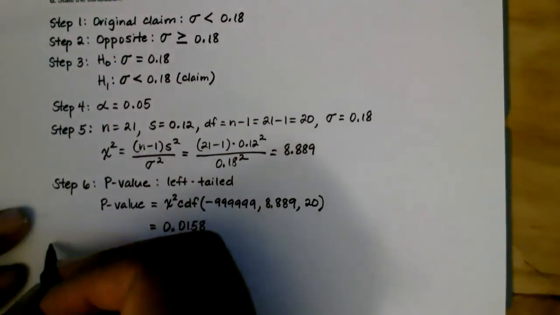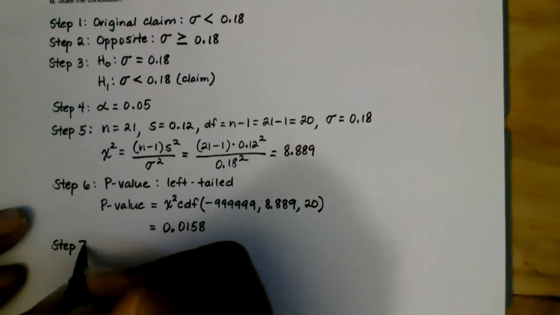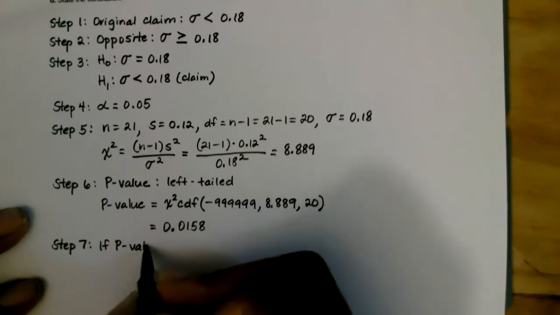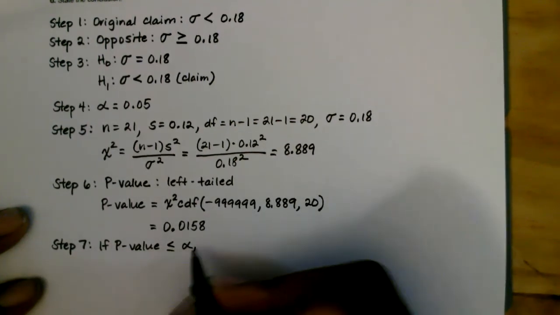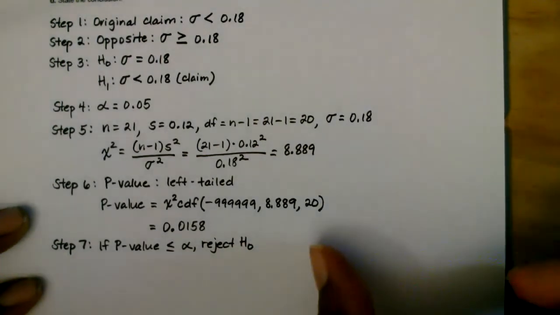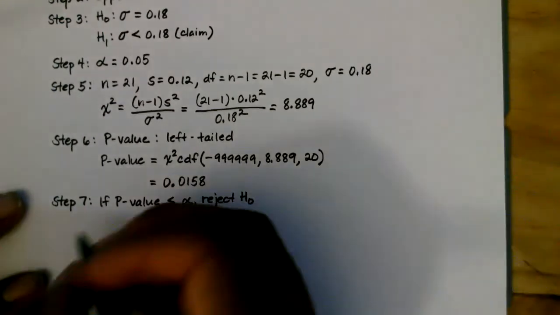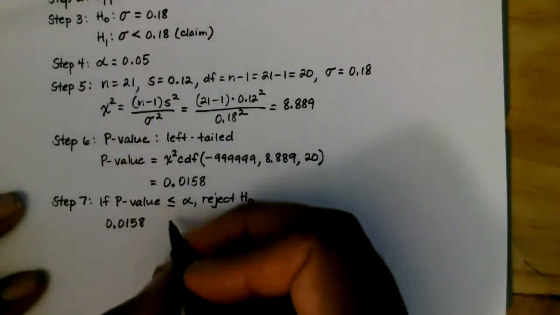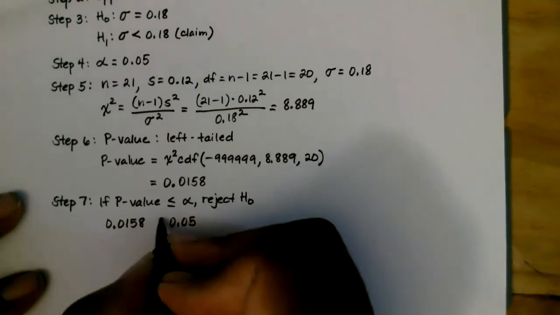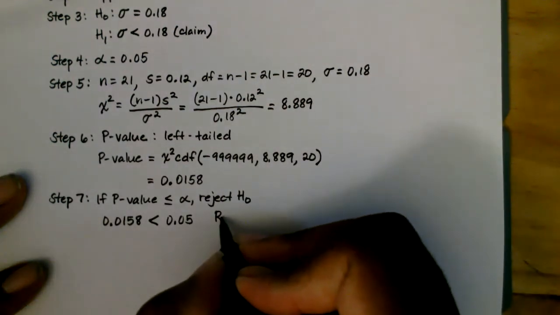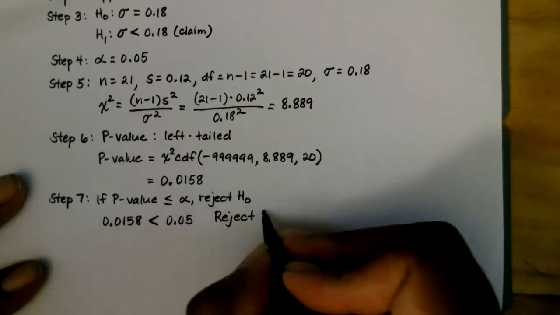And now step number 7 is the decision rule. If our p-value is less than or equal to alpha, reject the null hypothesis. The p-value is 0.0158, and the alpha level from step 4 is 0.05. Well, notice that 0.0158 is less than 0.05. It does satisfy the decision rule, so that means we need to reject the null hypothesis.